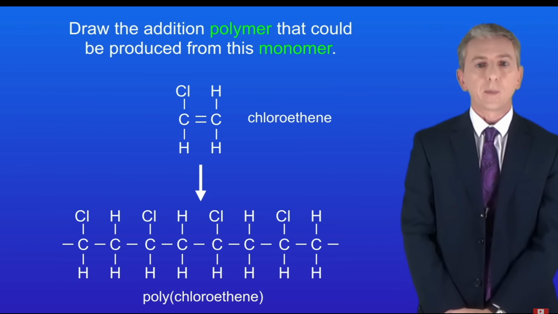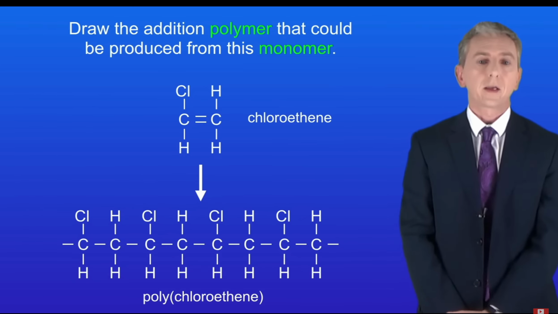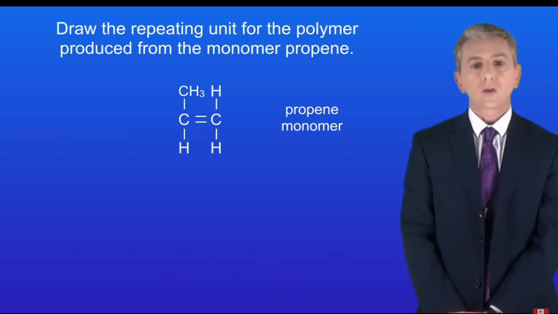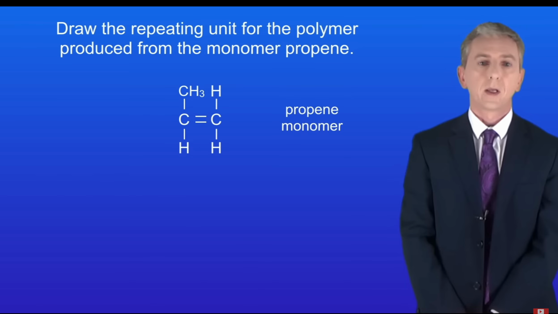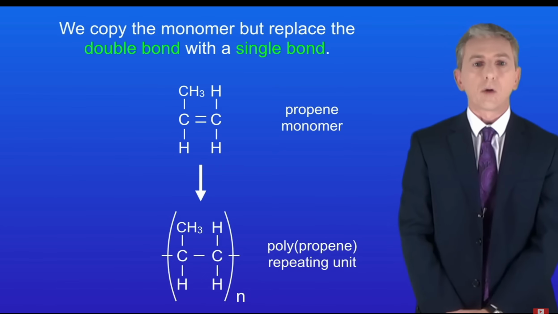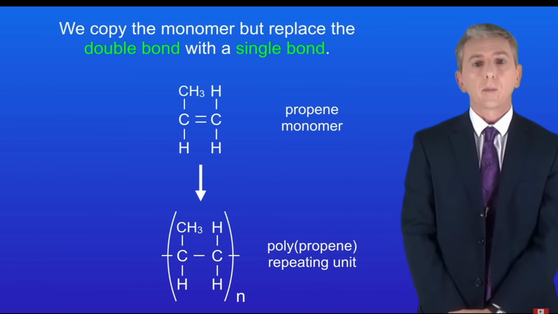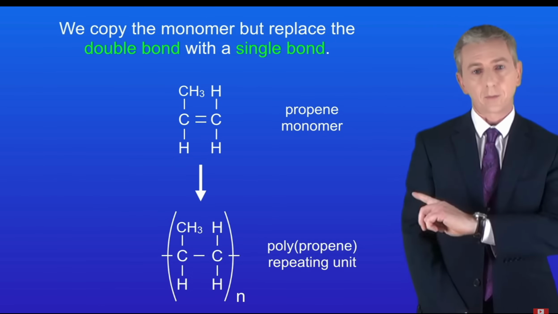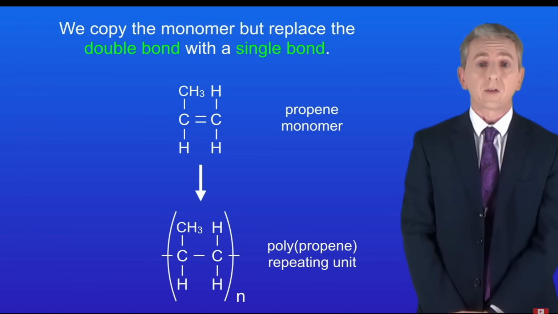Now, you could be asked to draw the repeating unit for an addition polymer given the structure of the monomer. Here's a question for you to try. I'd like you to draw the repeating unit for the polymer produced from the monomer propene. So pause the video and try this yourself. Okay, so in this case, we copy the monomer, but replace the double bond with a single bond. And remember to draw bonds on either side of the carbon atoms, brackets around the whole thing, and write n on the right-hand side like this. And in this case, the polymer is called polypropene.